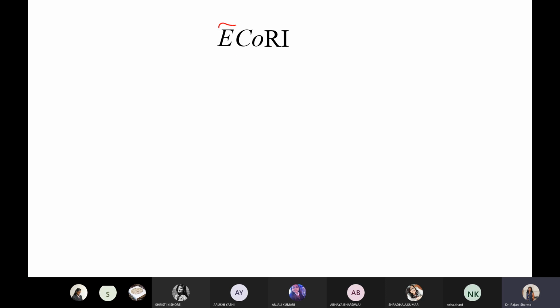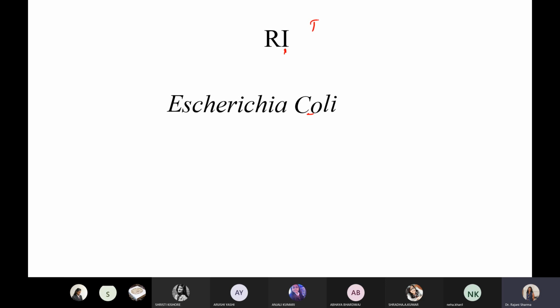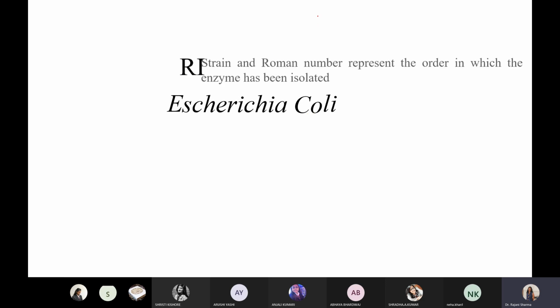Another thing you have noticed is that the first 3 letters are in italics, whereas the others are in normal font. Why is it so? It is to represent that the first 3 letters denote the organism from which the enzyme has been isolated. The first letter represents the genus, Escherichia. The second letter represents the species, coli. R is the strain, and I is the Roman numeral 1, it is not the letter I. So what is it representing?